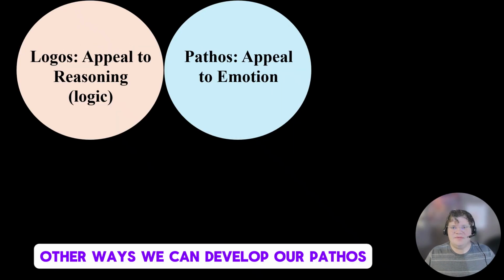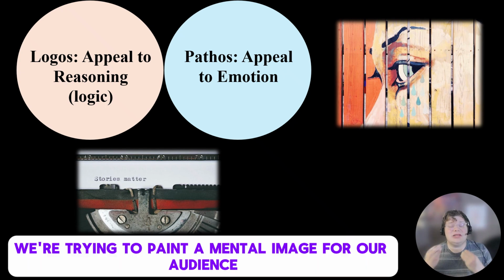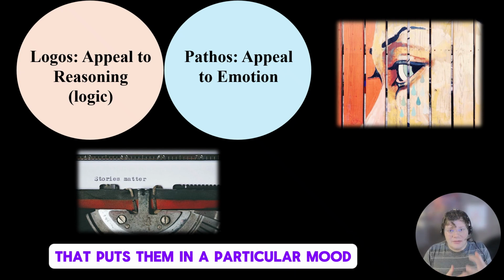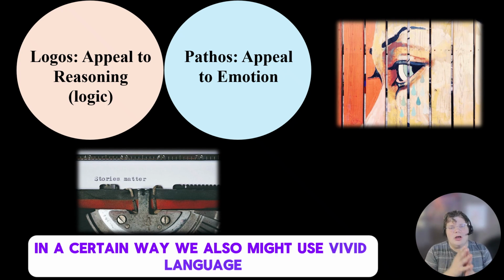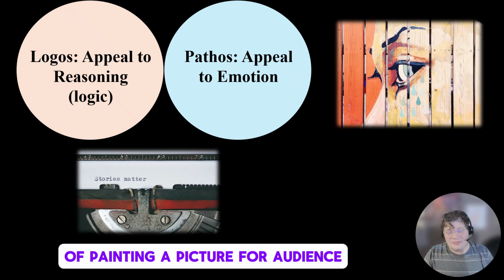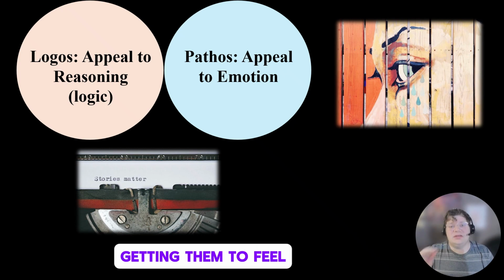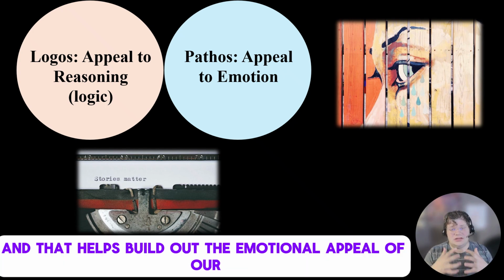Other ways we can develop our pathos is by telling gripping stories where we're trying to paint a mental image for our audience that puts them in a particular mood where they're going to think about the topic in a certain way. We also might use vivid language, again, thinking about the imagery of painting a picture for our audience, getting them to feel that they are in a particular situation, and that helps build out the emotional appeal of our speech.